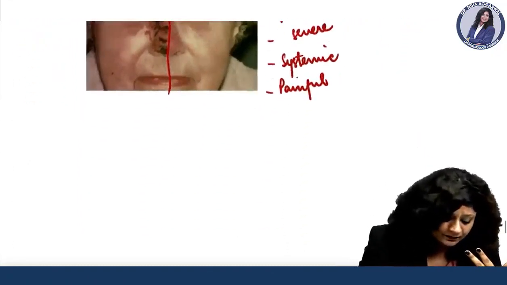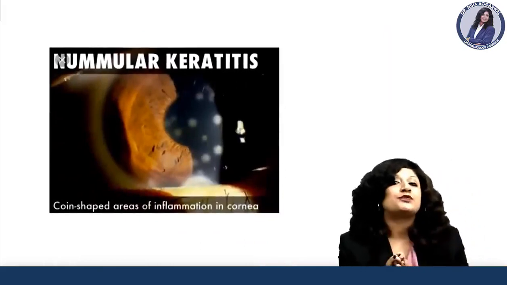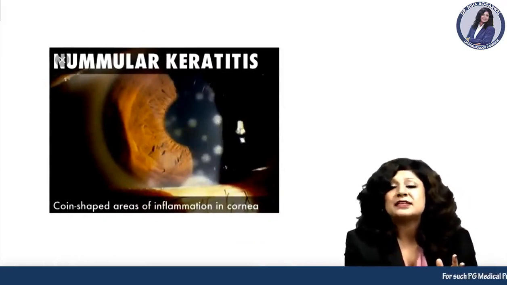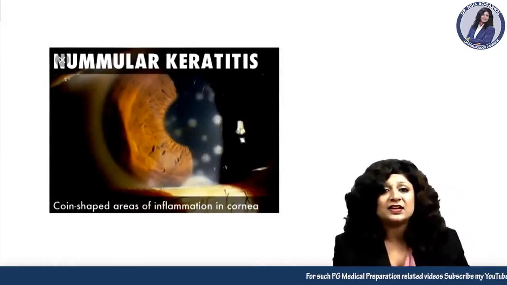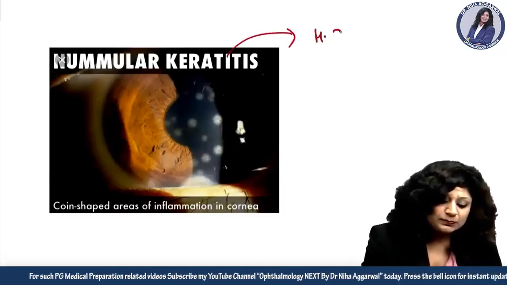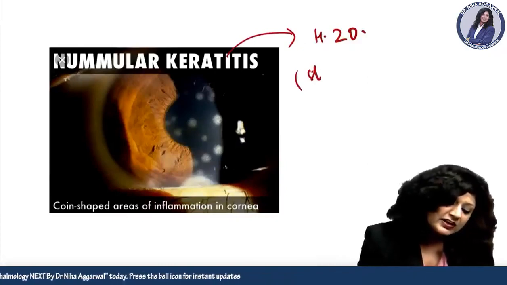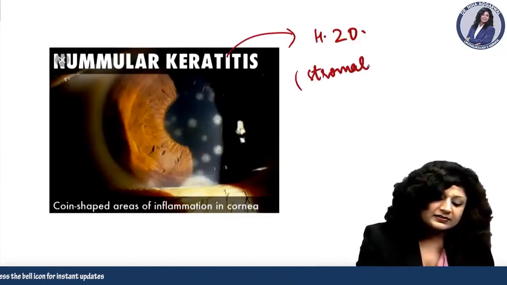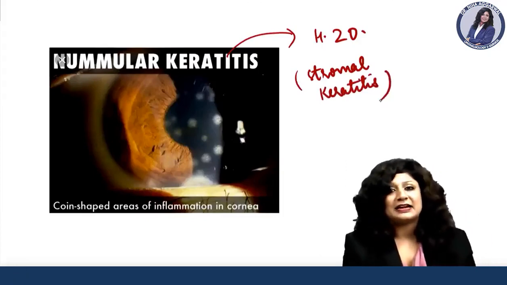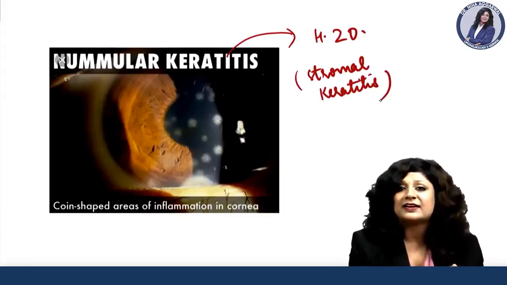All right. Now, another important thing is the typical feature of herpes zoster. While the typical feature of herpes simplex was the dendritic ulcer, the typical one found in herpes zoster is nummular keratitis. Nummular keratitis is actually a stromal keratitis, while dendritic keratitis is the epithelial keratitis. Always remember, dendritic keratitis is epithelial keratitis.